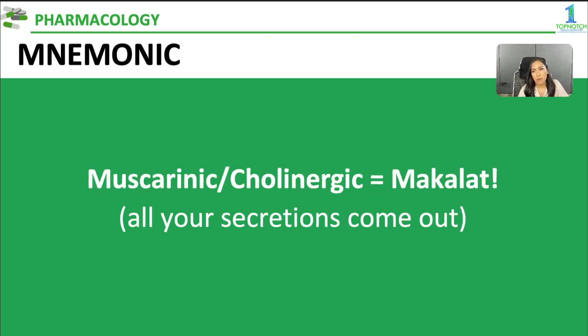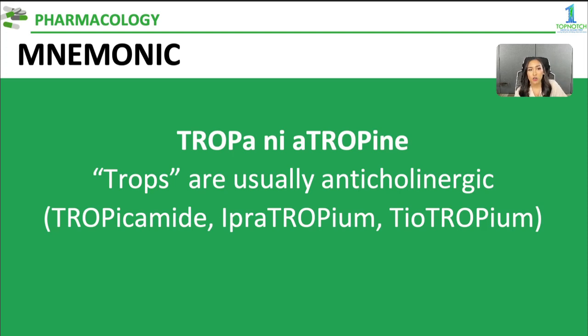So, how will you remember? Minsan kasi nakakalito, is this anticholinergic or cholinergic? So, when you think muscarinic or cholinergic, think makalat. All your secretions come out. And tropa ni atropine, trops are usually anticholinergic. So, tropicamide, ipratropium, tiotropium, tropa ni atropine.